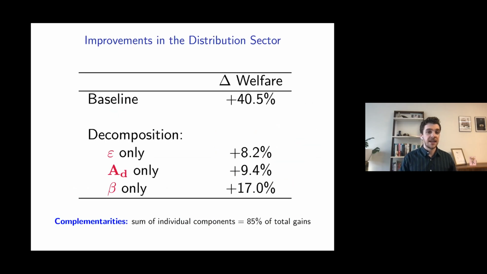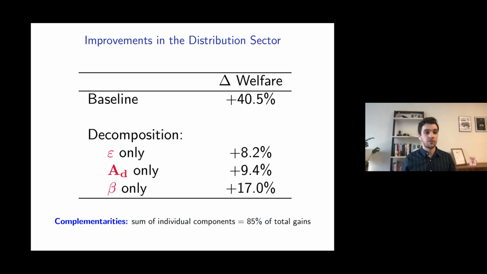What we can then evaluate is how big the welfare gains from these changes are. We change these 3 parameters from their 2000 to their 2010 value, and hold all the other parameters constant, and see what the welfare gains are. What we find in the baseline is that this implies welfare gains of around 41%. That's from changes in all 3 simultaneously. What's nice about our exercise is we can do it separately for each parameter. If we do epsilon only, we find welfare gains of 8%.